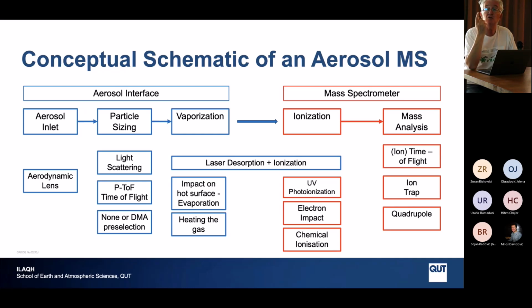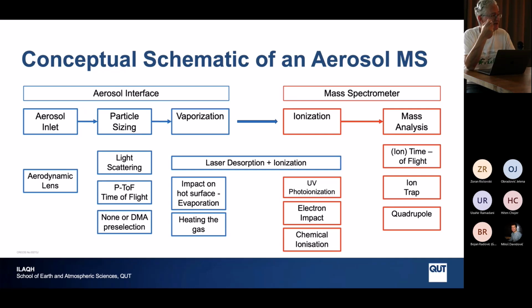For that, we use an aerodynamic lens. I'll talk more about that lens. The aerodynamic lens is a gadget that strips away air, concentrates the particles into a tight beam, and brings them down from atmospheric pressure to high vacuum. Then, if possible, you would have a particle sizing part.